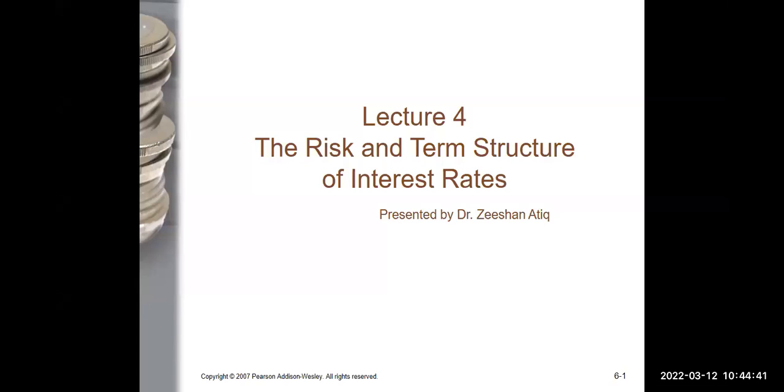Now, what basically this lecture is about. This lecture is about the last bit of that particular chapter, how your behavior changes when the time period for which you give or take a loan changes, and the risk that you bear on a bond changes.